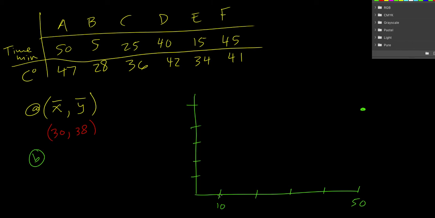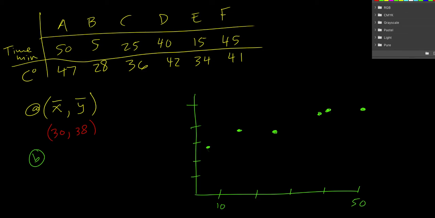So I want to go 5, 28, 25, 36, 40, 42, and then 34, 1, 2, 3, about there, or no, 15, I keep doing it backwards, 15, 34, about there, and then 41, 45, it's pretty close to that one.